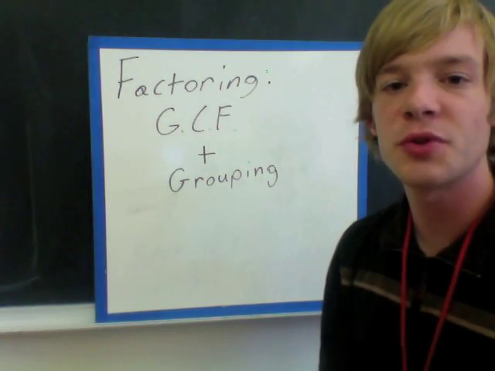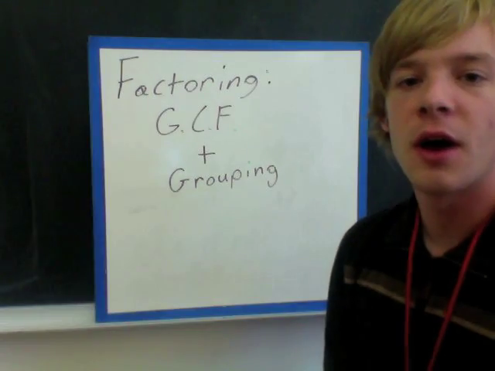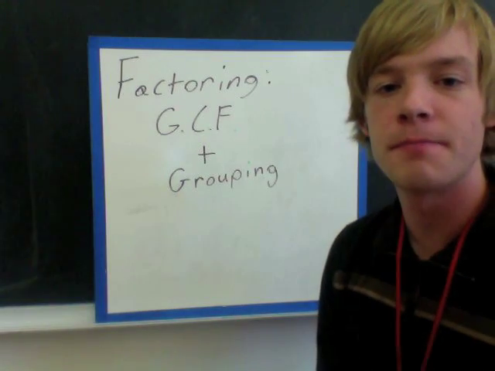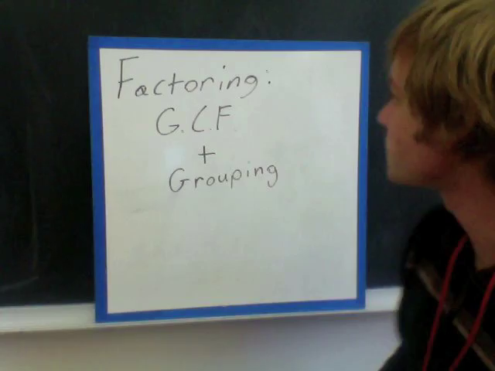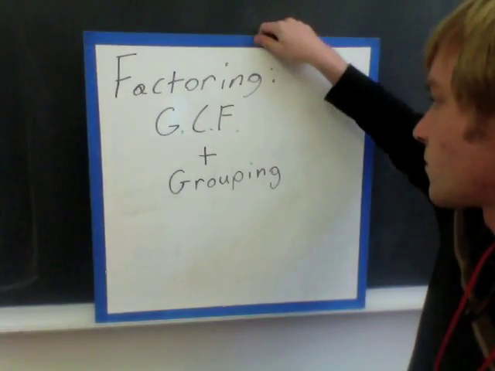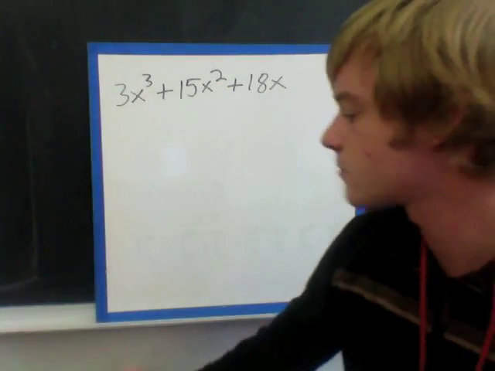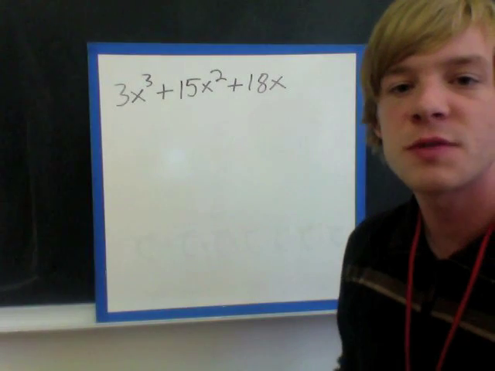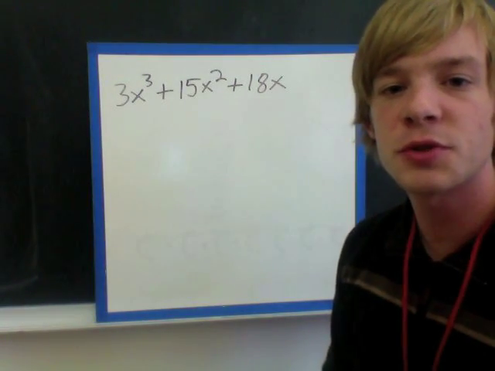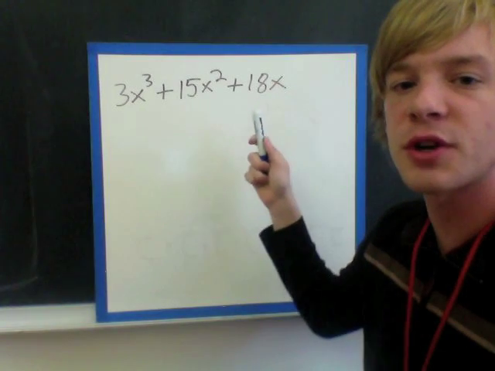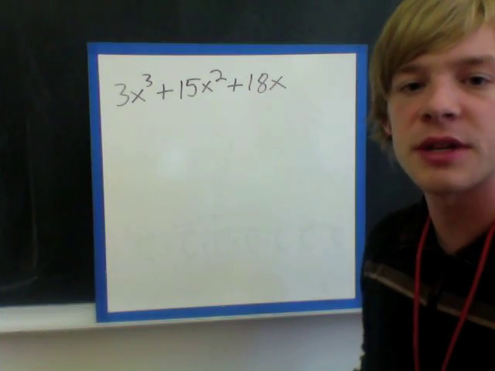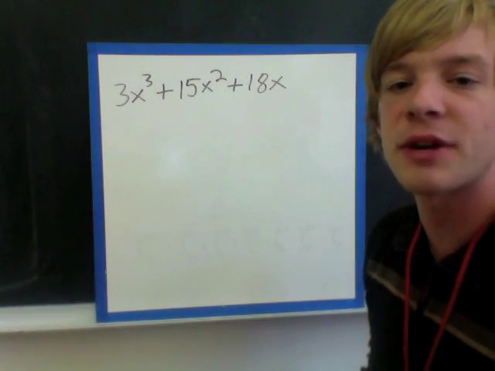All right, I'm going to show you a second example now of factoring by combining our greatest common factor method along with our grouping method. So with this problem right here, first you should see that we can divide all three of our terms by 3. We can divide 3 by 3, 15 by 3, and 18 by 3.